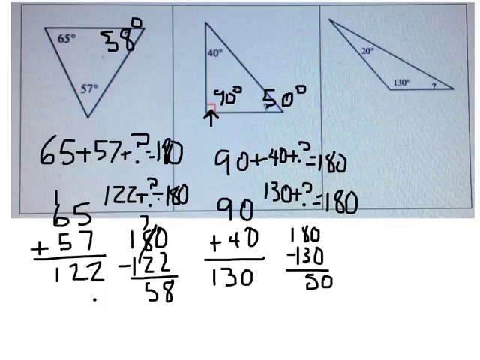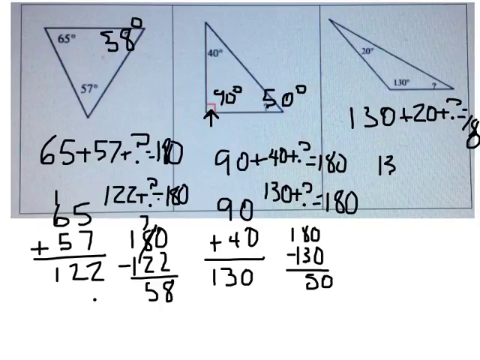Let's try one last one. The two angles I know are 130 and 20. So I know that when I add 130, 20, and my missing angle, I'll get 180. The first thing I need to do is combine 130 and 20. What's 130 plus 20? 130 plus 20 is 150 degrees.